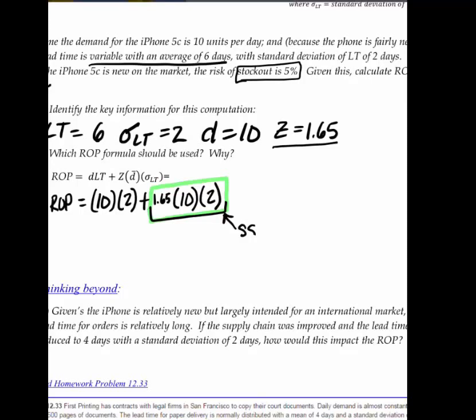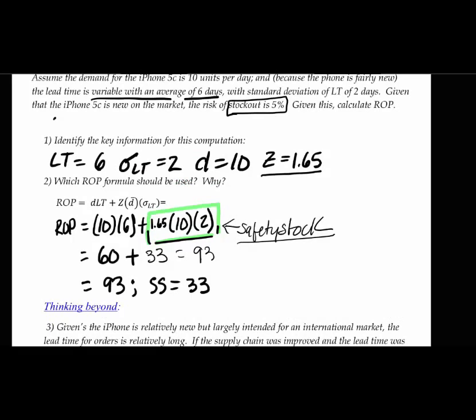Think about if we had perfectly steady demand and lead time, we could just initiate an order when our stock dropped to 20 and we would be fine. We would always have plenty. But because life is not quite that predictable, we have to have something called safety stock, which is this notion of a little bit of extra to save us from running out if something goes differently than we planned. So we end up then with 33 for safety stock and a total of 93.